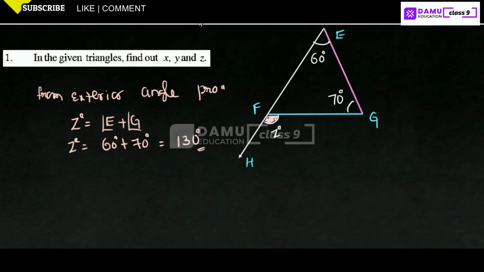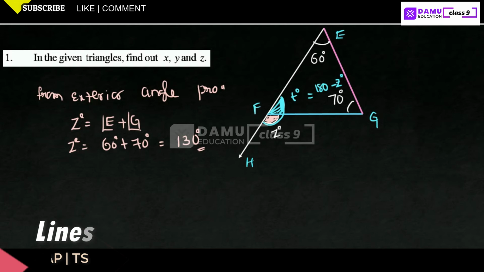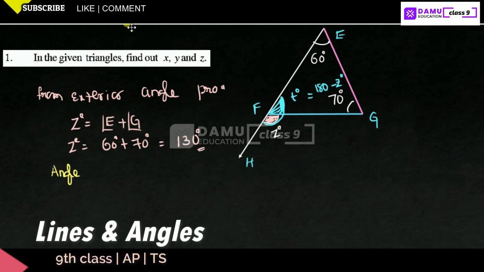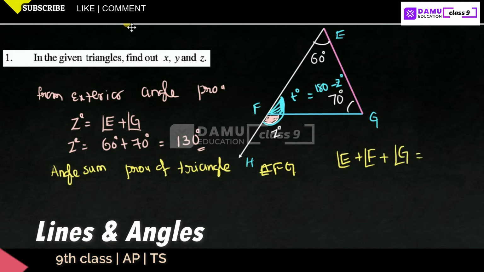Or you can go with another method. As I told, here we'll take it as some t degrees. So t will be equal to 180 minus z degrees from linear pair angles. From 180 total we are subtracting z. Then let's take here the angle sum property of triangle. Which triangle here? Triangle EFG. So angle E plus angle F plus angle G will be equal to 180 degrees.